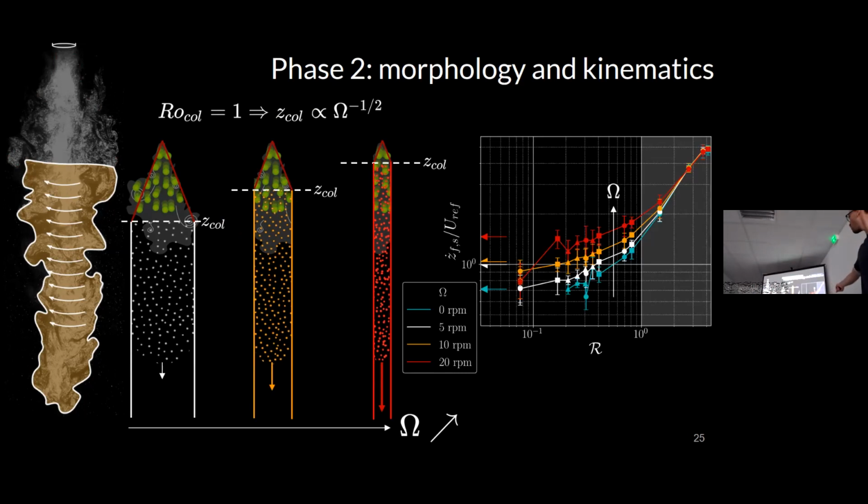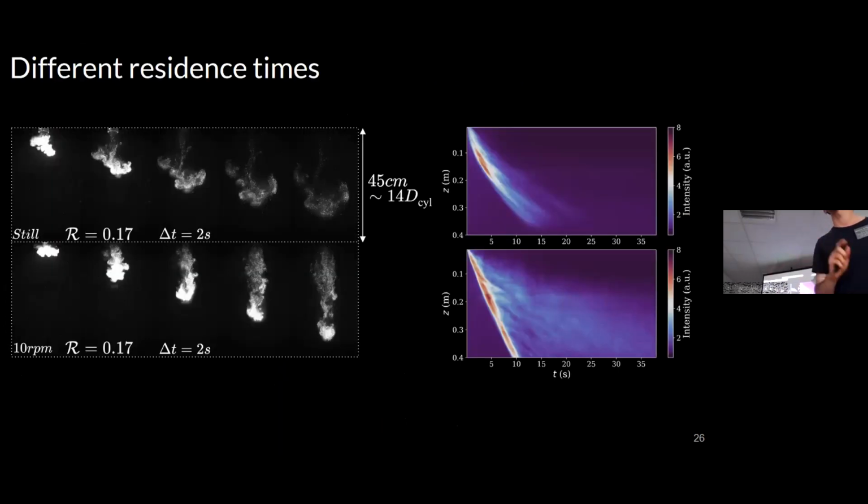From white to red, when you spin faster, you can see that the column is developing faster in time. Okay? But this conclusion only holds for the front velocity. What's interesting is that it's not true for the rest of the particles.